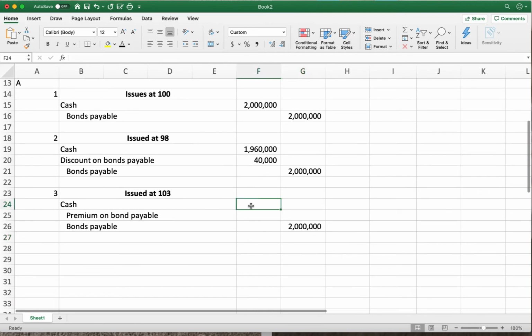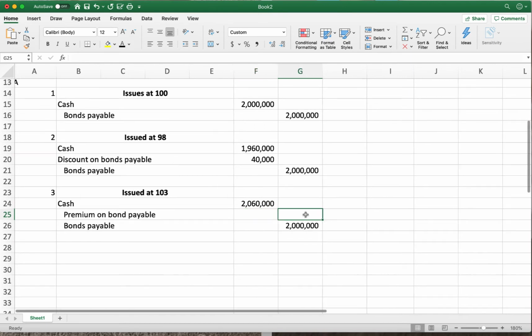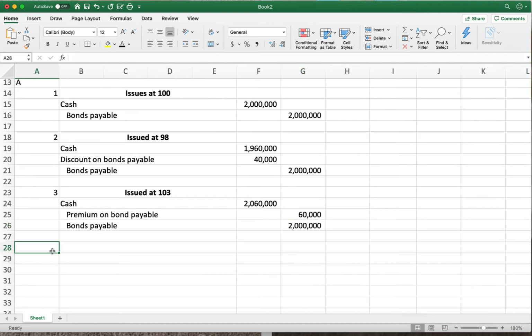How much cash are we receiving? Well, that's easy. We're receiving 103% of the face value. That's the cash we're receiving. So 2 million times 1.03. We're receiving $2,060,000. So what's the premium on bonds payable? Well, that's the difference between the debits and the credits, right? $60,000. Okay.